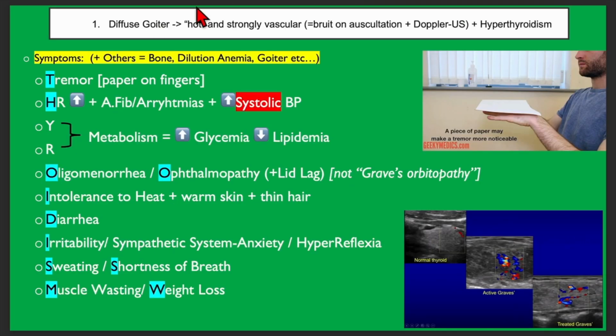So moving on, we said the symptoms of hyperthyroidism. The first part of the triad is the diffuse goiter, which is a hot nodule, strongly vascular. You can hear this vascularity as a bruit on auscultation of the thyroid, and you can see it using Doppler ultrasound. You can see here the Graves, that is hypervascular compared to normal. This is a Doppler ultrasound, and the hyperthyroidism.